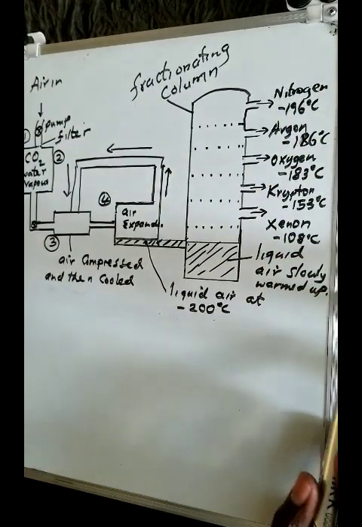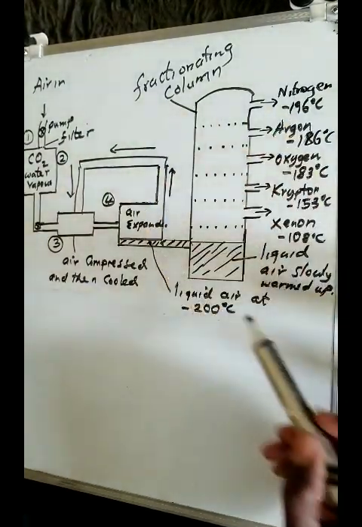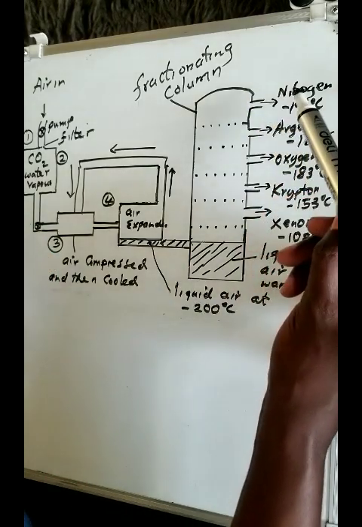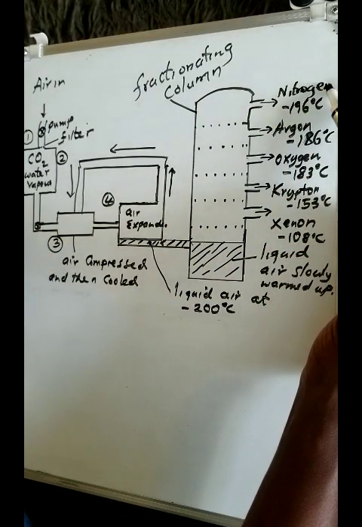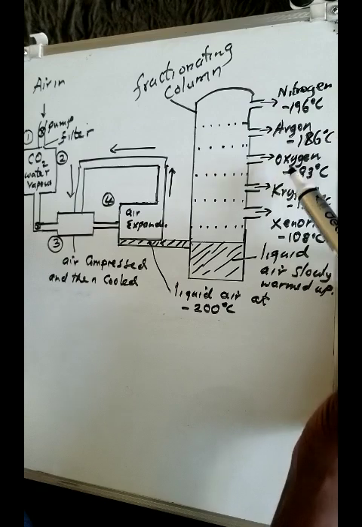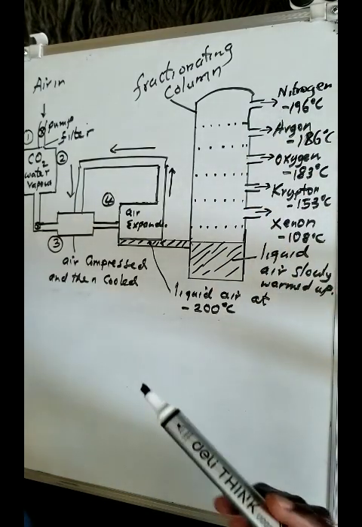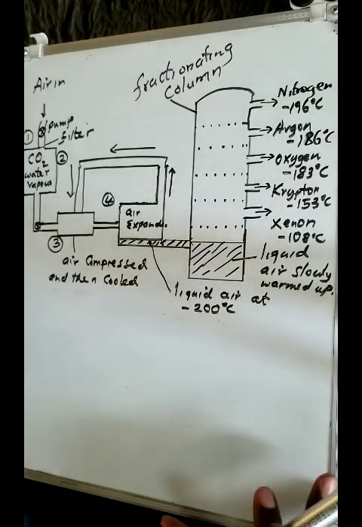So you can see how the gases are going to be collected in the fractionating column. The one with the lowest boiling point will distill out first. So the first one to come out will be nitrogen, followed by argon, oxygen, krypton, and xenon, according to the boiling points that they have. So this is what is going to happen.